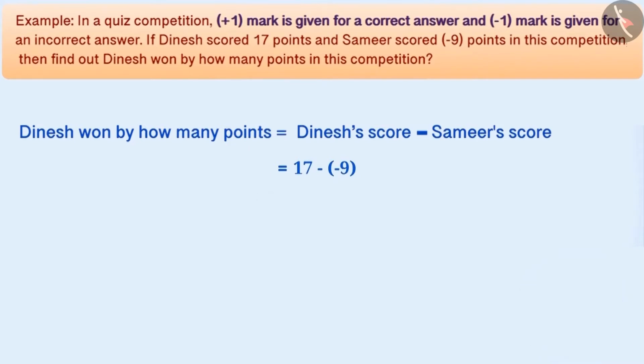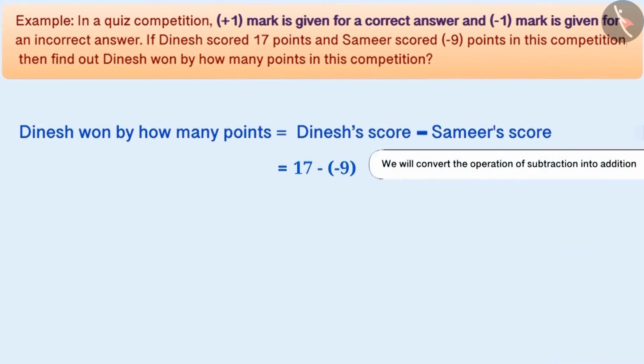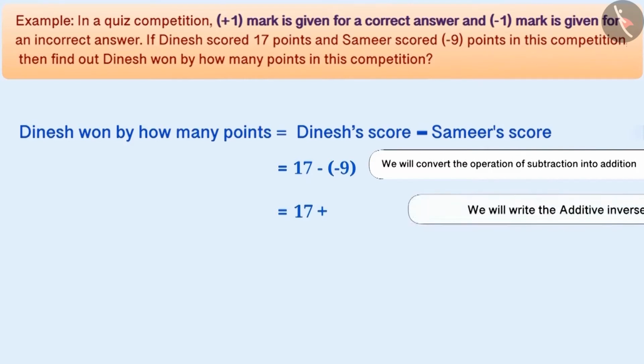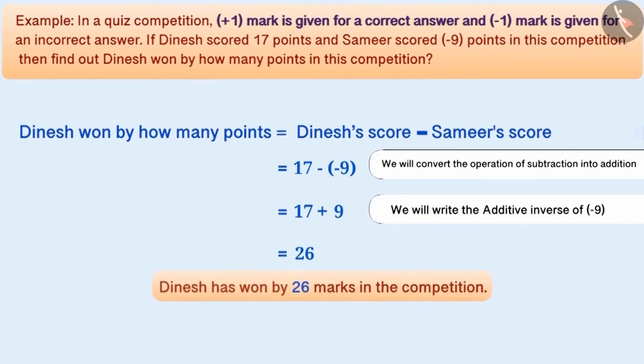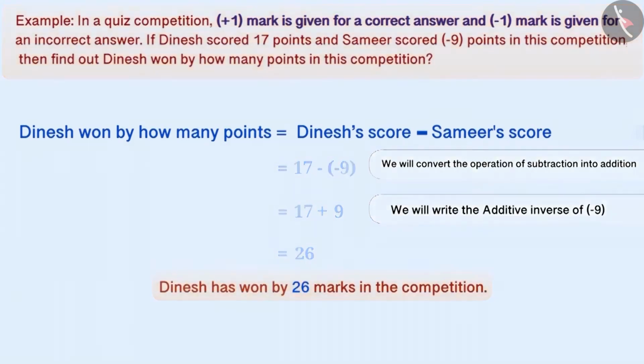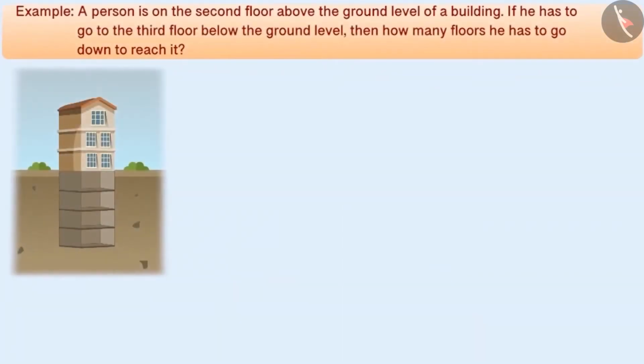You've got it right. First, we will convert the operation of subtraction into addition. In order to do this, we first write the first number as it is. Now, we change the sign of subtraction and write the sign of addition. Then, we write the additive inverse of the other number. To do so, we change the sign of that number. Now, we find the result of 17 plus 9, which is 26. This means Dinesh has won by 26 marks in the competition. Next example. A person is on the second floor, above the ground level of a building.